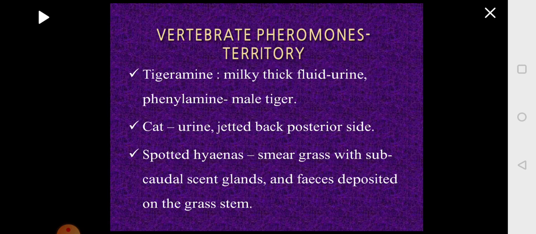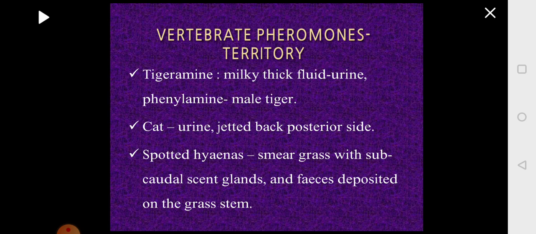If you look at the male tiger, it releases the pheromone tigeramine, which is a milk-like fluid generally secreted along with the urine, and it is found to be chemically phenylamine. So this again is used to mark the territory.